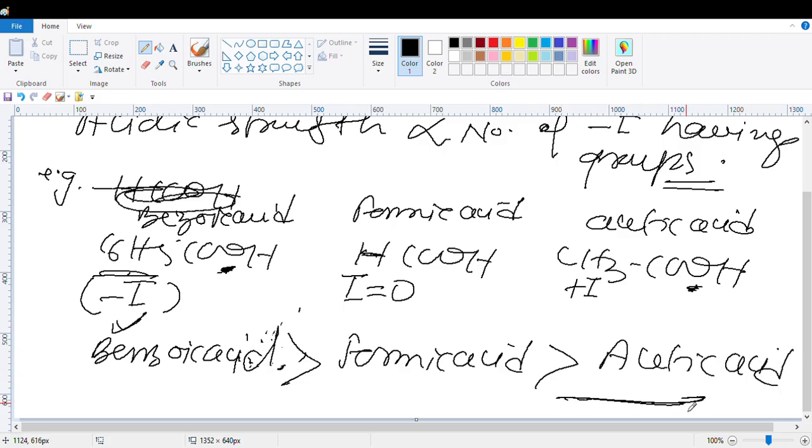So this is about the application of minus I having groups. Next topic we will have the electromeric effect, mesomeric or resonance effect, and other reactions.